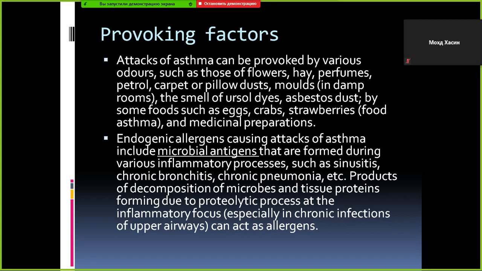can act as allergens. That is why bronchial asthma is divided into two main groups: atopic. In case of atopic bronchial asthma, external allergens play a role, and in case of intrinsic or non-atopic bronchial asthma, endogenic or intrinsic allergens, microbial allergens, will play a role in inflammation.